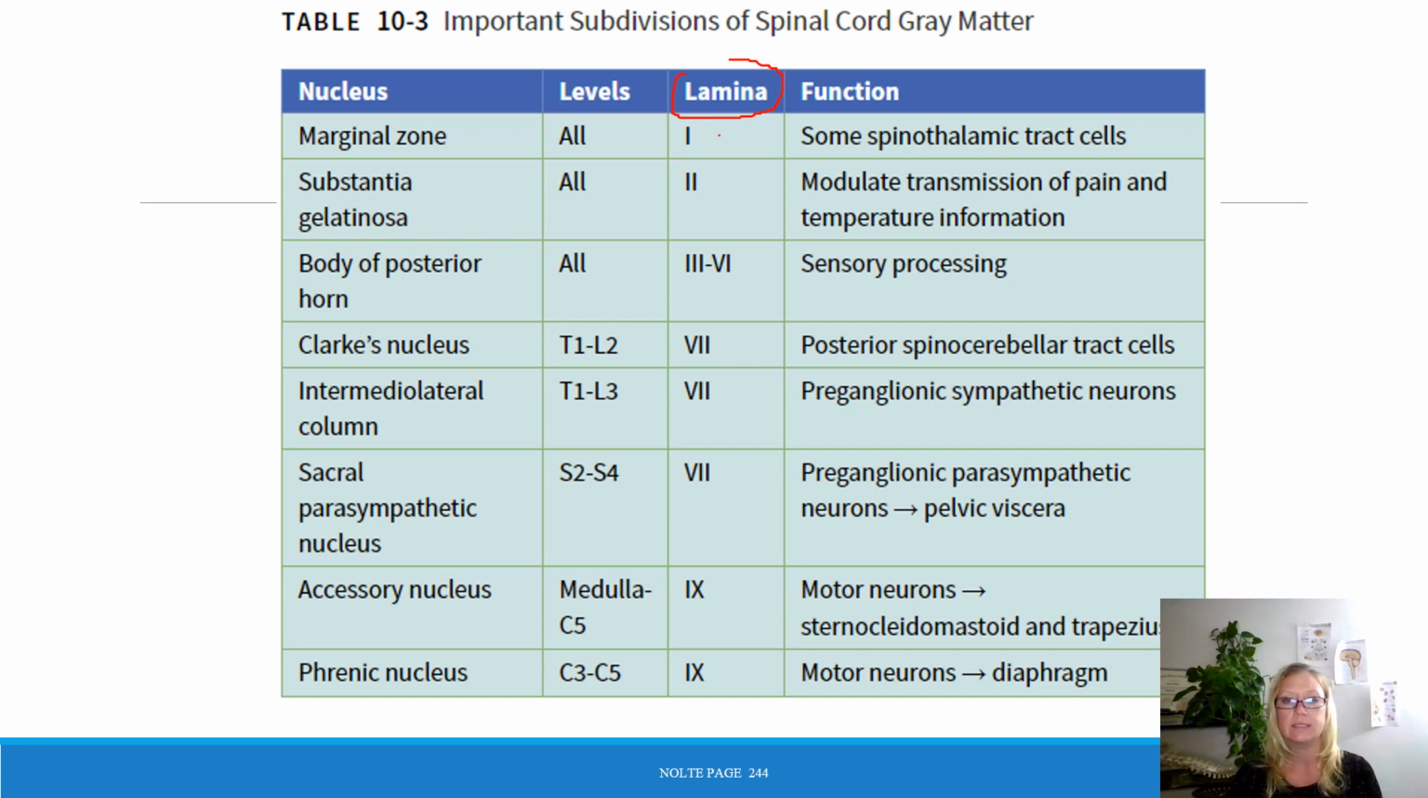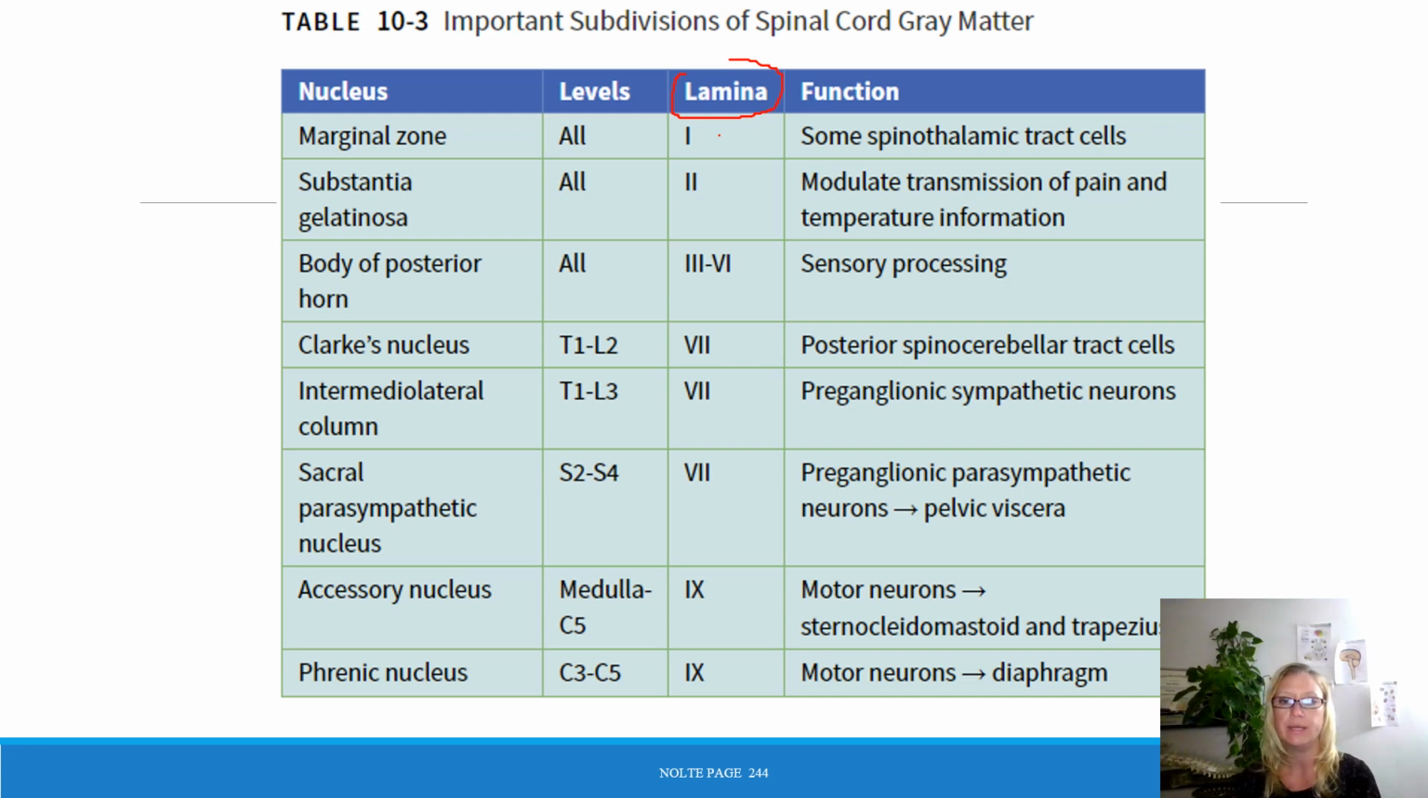Number 7 gets asked as well. So Clark's column is number 7, T1 through L2, and then T1 through L3 is the intermediolateral column, or the IML, is what we usually call that. And then you're going to see the sacral parasympathetic nucleus is going to be lamina number 7 as well. Obviously, that's going to be in the sacrum, so S2, S3, S4. Okay, so Clark's column, Clark's nucleus, same, T1 through L2. Okay, that's number 7. And it's going to have some posterior spinocerebellar tract cells. Okay. IML, that's going to be preganglionic sympathetic neurons.